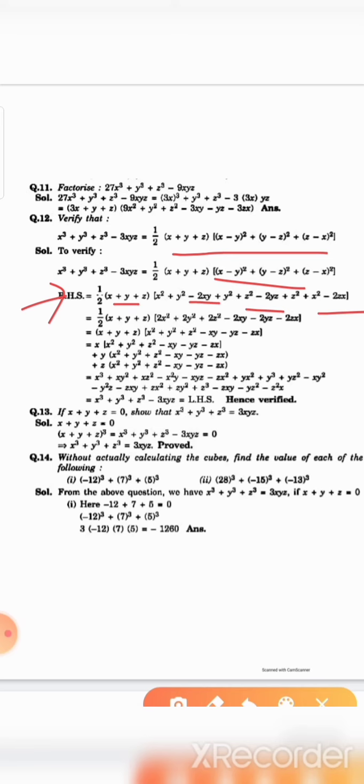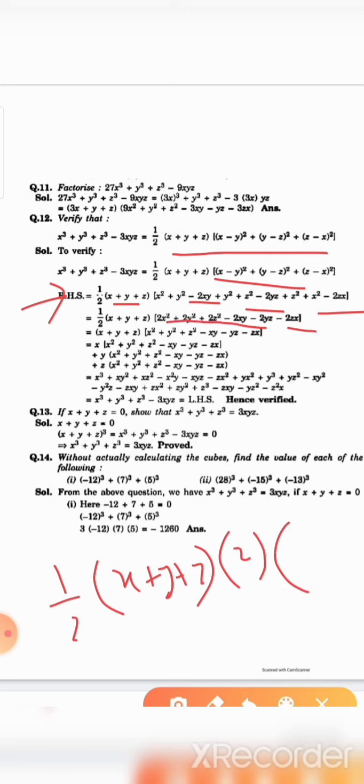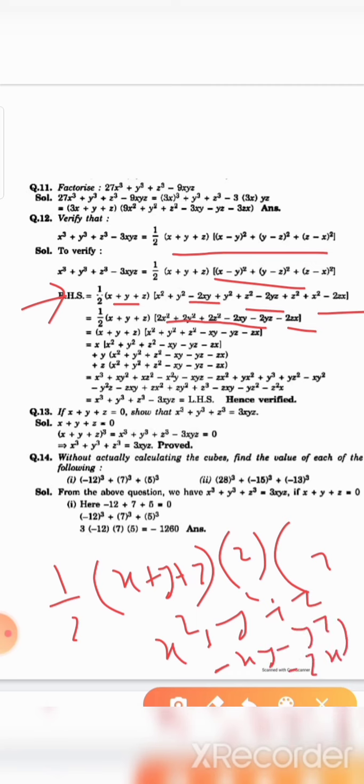So here the half is multiplied with the first bracket x plus y plus z, and in the last bracket all the terms are multiples of 2. So here we take 2 common, and we write the rest of the terms: x square plus y square plus z square minus xy minus yz minus zx. Here 2 is in the denominator and 2 is in the numerator, so it cancels. So we write the rest: x plus y plus z into x square plus y square plus z square minus xy minus yz minus zx.